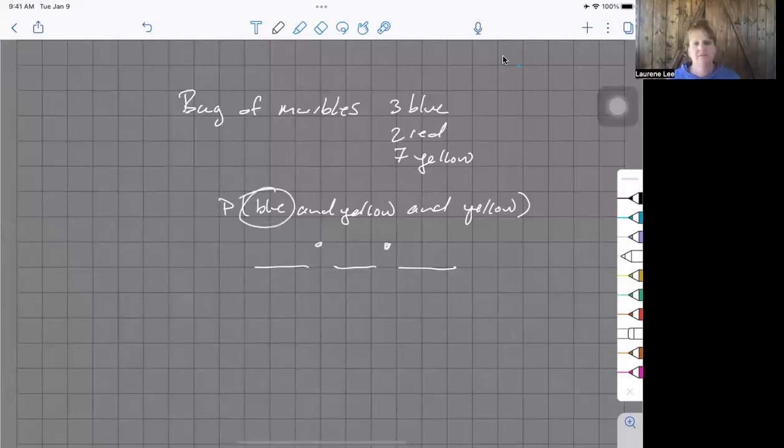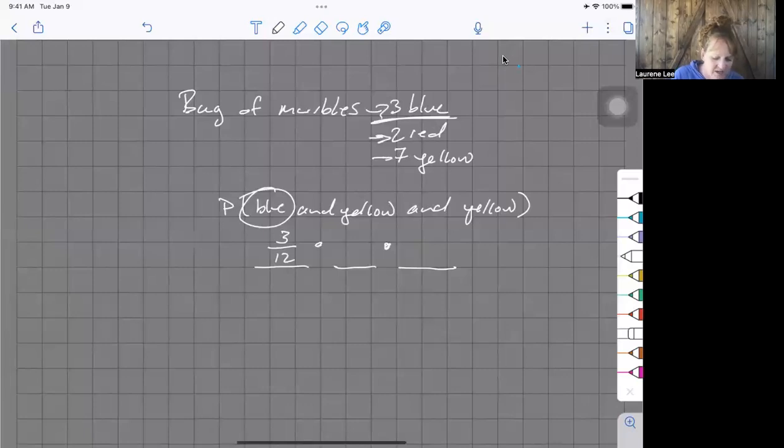What's the probability of getting a blue? Well, how many blues are there? There are 3 blues out of my total, which is 12: 1, 2, 3, 4, 5, 6, 7, 8, 9, 10, 11, 12. Okay, adding those up. So that's my blue probability. Now, what's the probability of getting a yellow? How many are there? There's 7 out of my 12. And then the last one, a yellow again, it's the same, 7 out of 12. So I'm going to multiply all those numbers together.